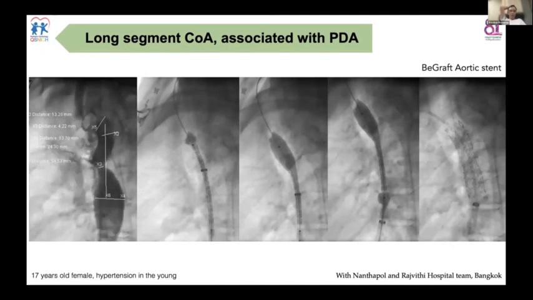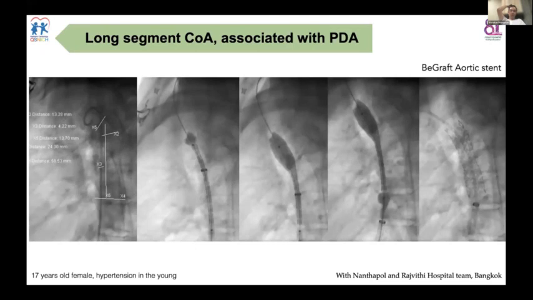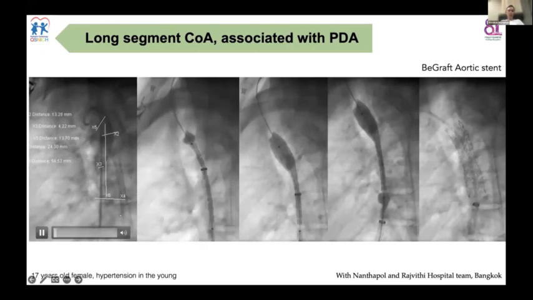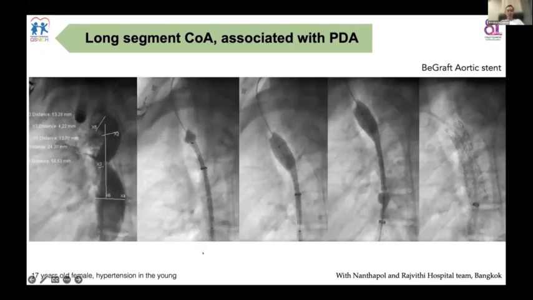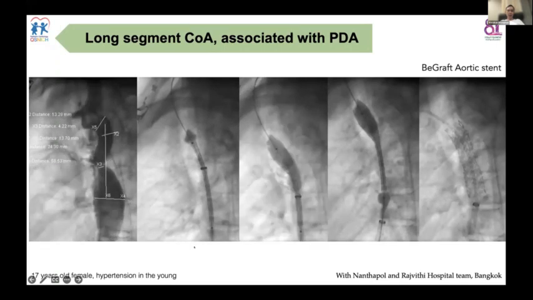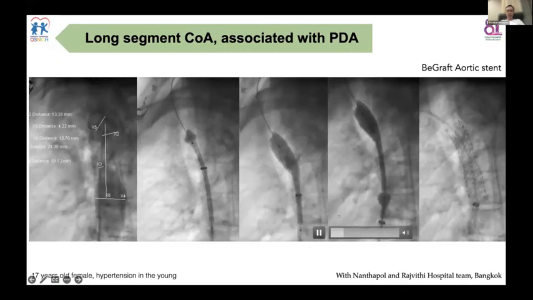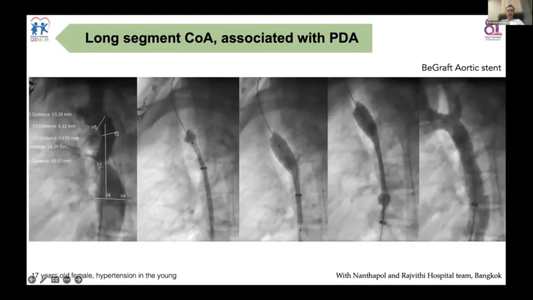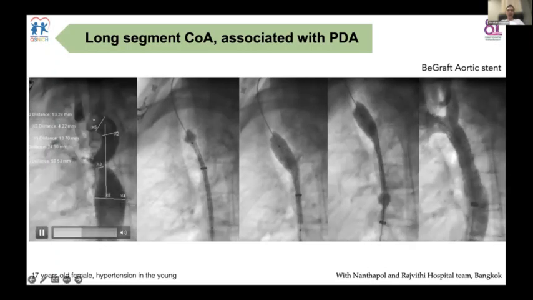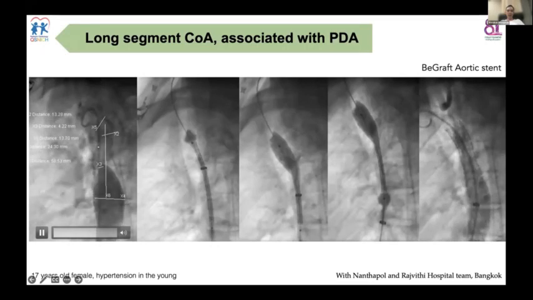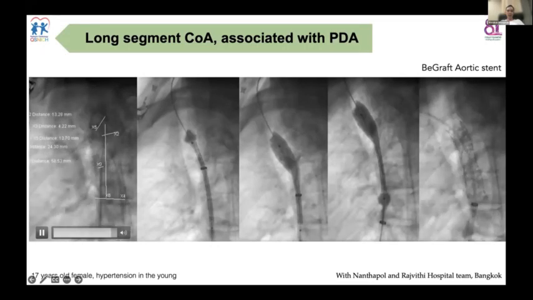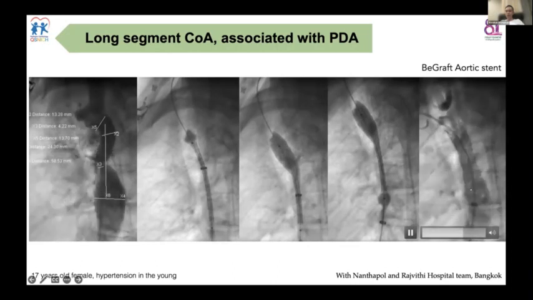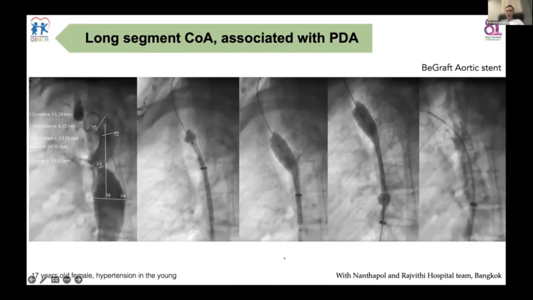And this is another thing, maybe the next speaker will also show some demonstration, but this is another opportunity where we can use the covered stent to deal with coarctation associated with the ductus arteriosus. As you can see here, there's quite a long segment coarctation, a small descending aorta, and also a very small isthmus, and it was eventually managed properly by putting in one covered stent.